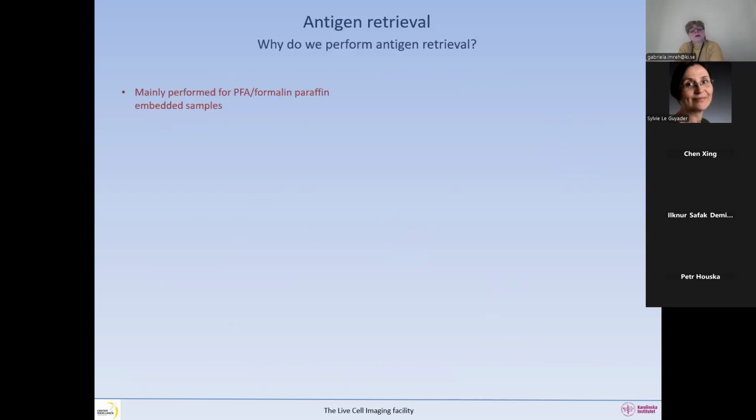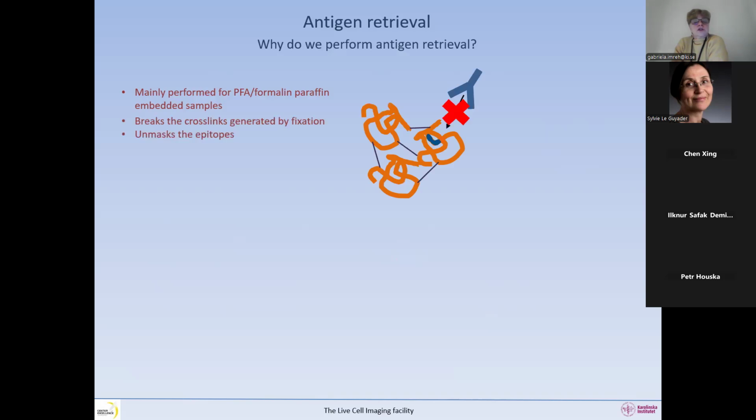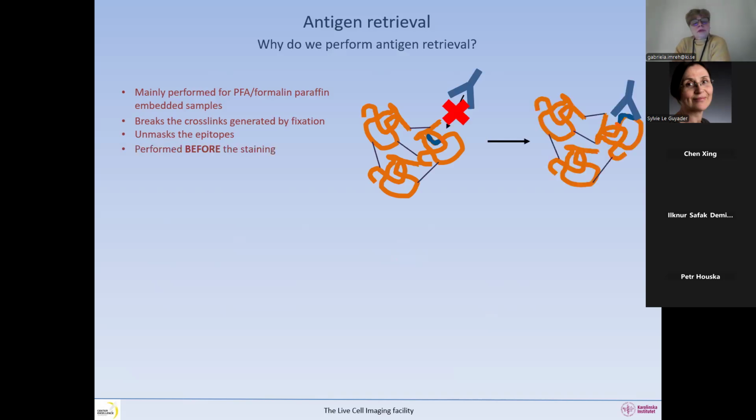When should we perform antigen retrieval? Mainly when we are using formalin, PFA and formalin fixation, paraffin embedded samples. The role of antigen retrieval is to break the crosslinks that were generated by fixation and to unmask the epitopes. And it's always performed before the staining.